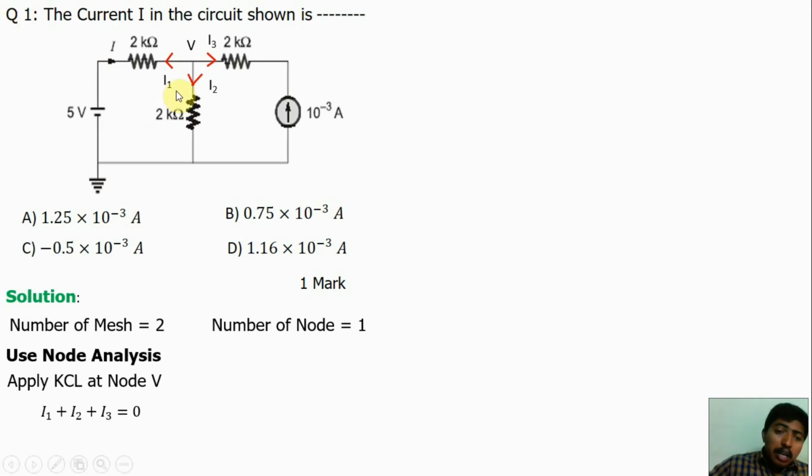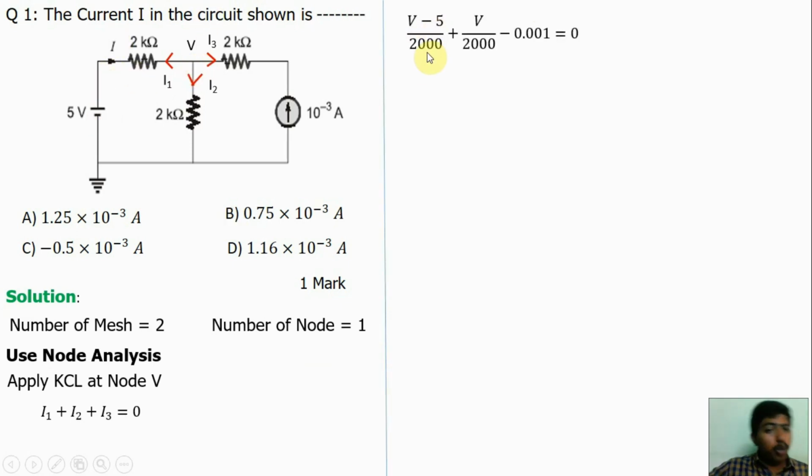For I1, by Ohm's law, I1 is V minus 5 divided by 2 kilo ohm, that is 2000 ohm. Then I2: this is the ground node, 0 volt, so V minus 0 by 2000, that is V by 2000. Then the current source is directly given. But I3 and this current source are in opposite directions, so the current value will be negative, 10 power minus 3 ampere, that means 0.001 ampere. Now with this equation, we'll get the node voltage.